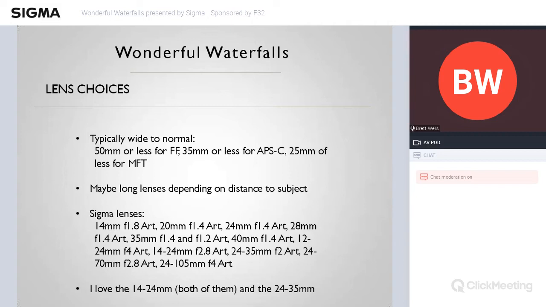The question that I always get then is, what do you use when you go out? The two lenses that I always have in my bag with me are the 14 to 24 and the 24 to 35 if I'm shooting with an SLR. If I'm shooting with a mirrorless, then I'm taking the 14 to 24 DN model and the 24 to 70 DN. Okay.